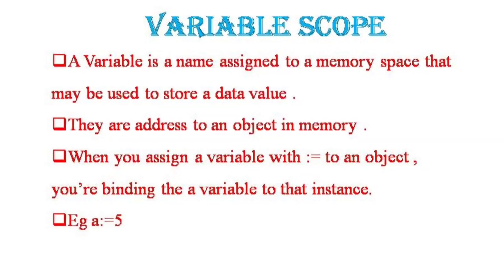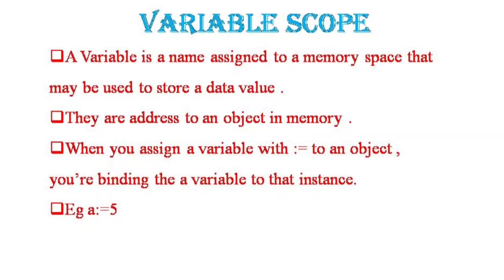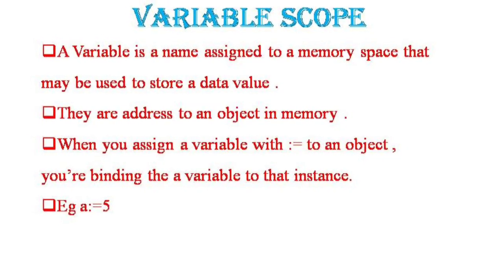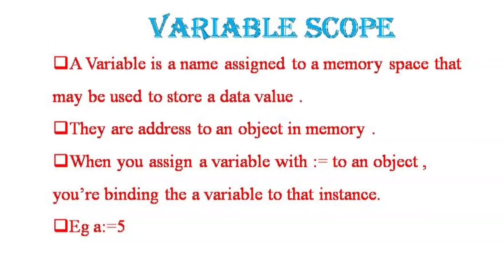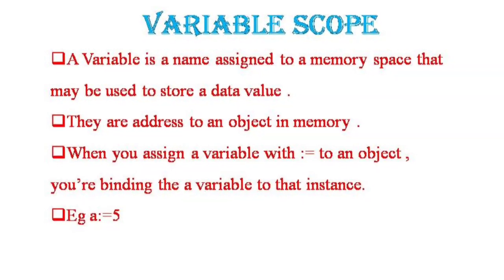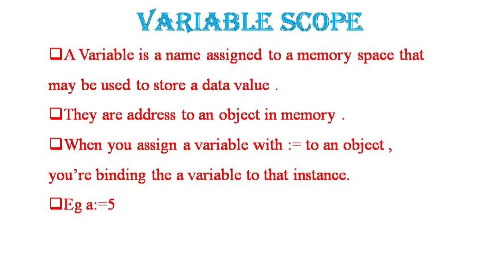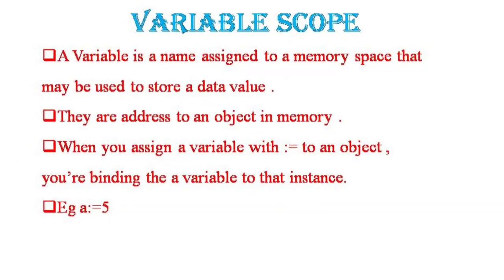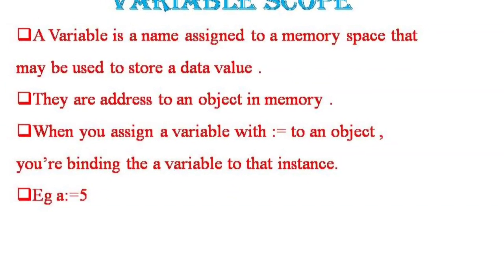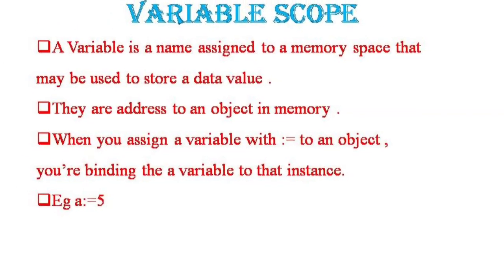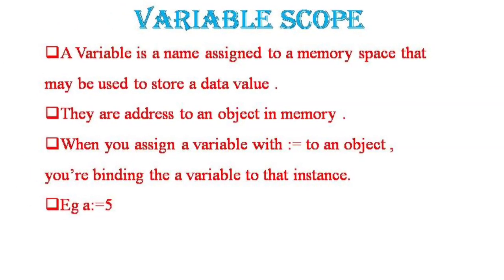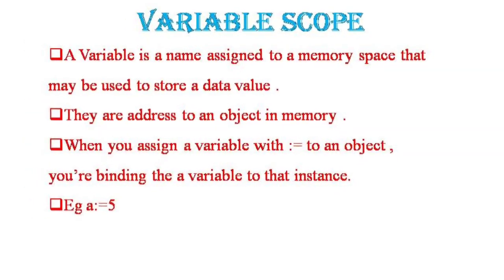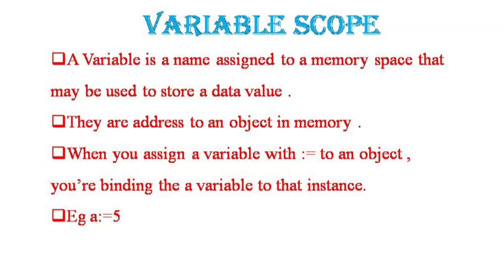Now we will see what is a variable scope. First, we will see what is a variable. A variable is a name assigned to a memory space that may be used to store a data value. They are addressed to an object in memory. When you assign an object to a variable with the assignment operator, you are binding the variable to that instance.